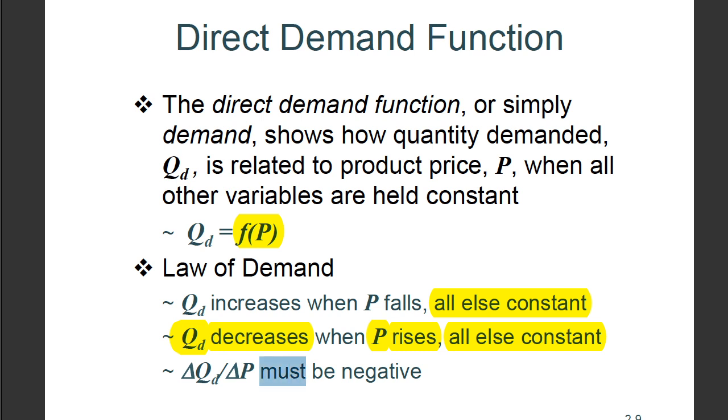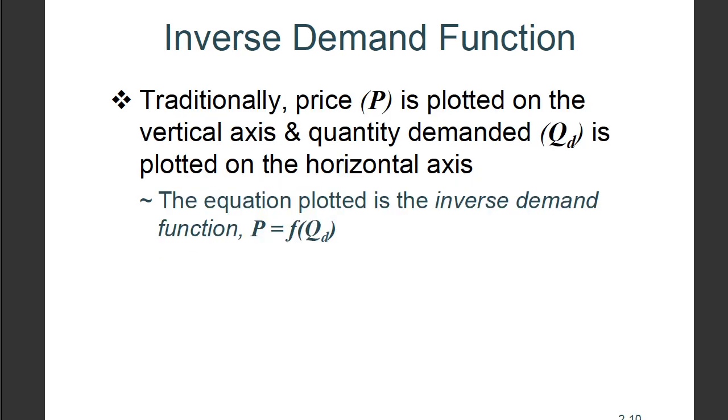And this must be negative. It's not negotiable. It's the law of demand. So what happens to all the other variables? What do I do with them? There's 2 things I'm going to do.